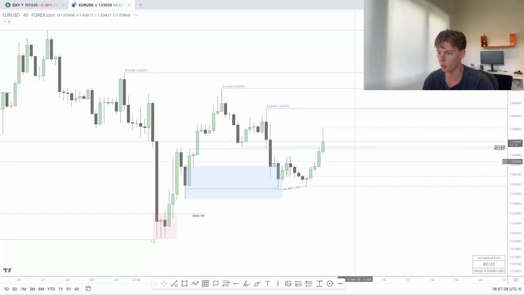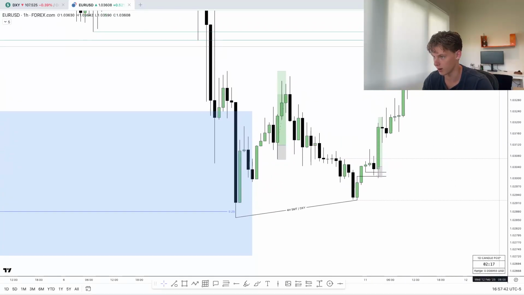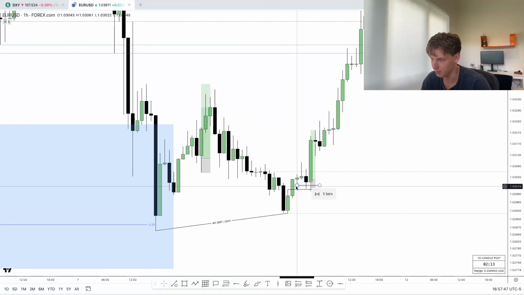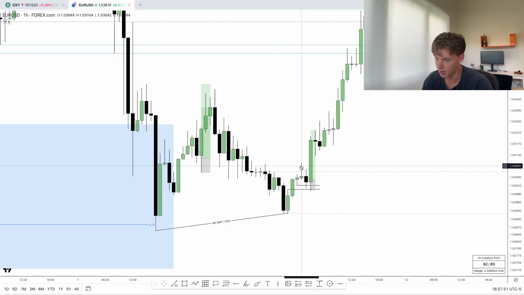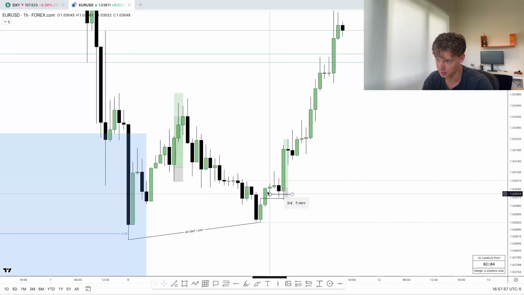If we go down to the 1 hour time frame, we can see the trade that I took right here. Pretty textbook 1 hour fair value gap. The pullback is slow, as you can see. The displacement happened here, and this 1 hour candle closed like this, respecting the fair value gap.